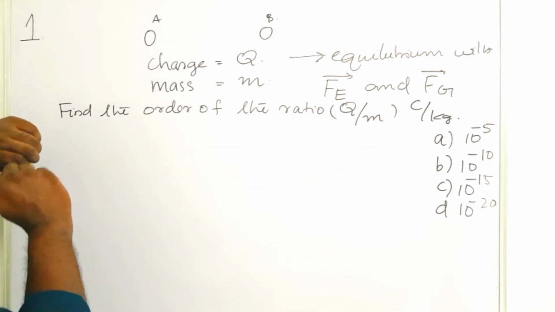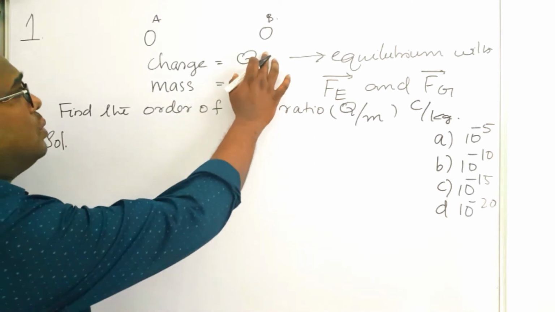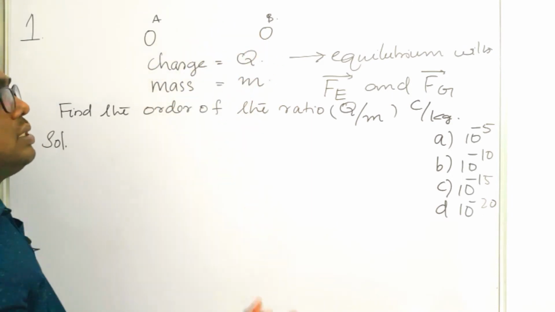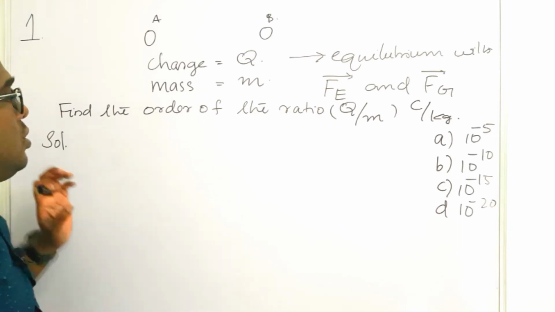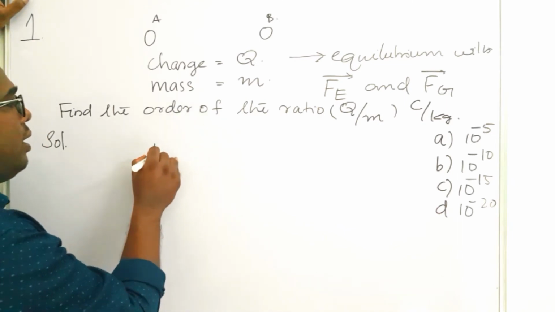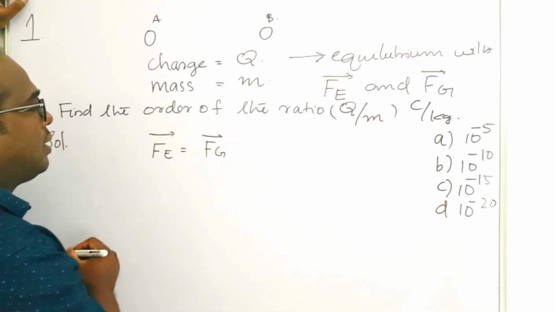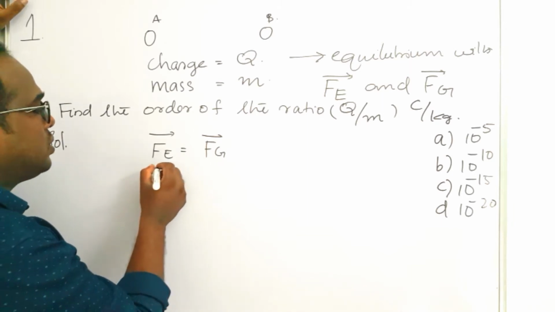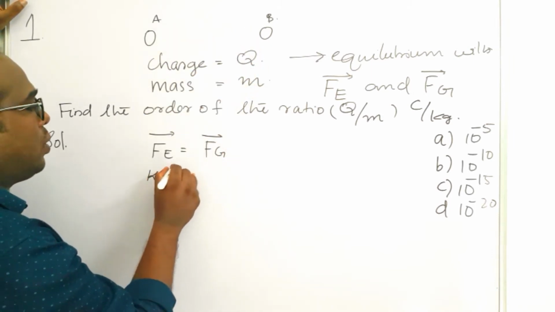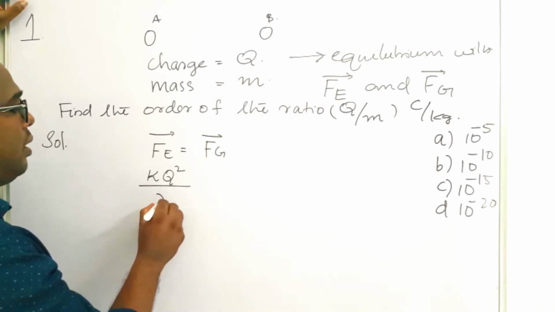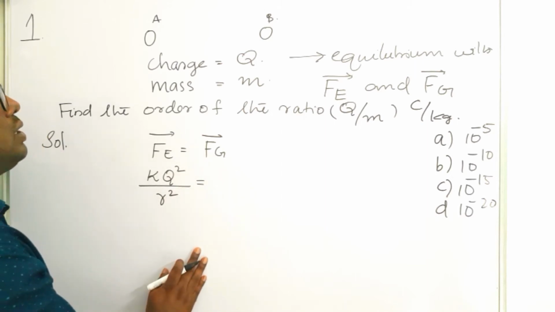Now I will solve this question. What is given in this question? The charge is Q, mass is M. For both it is the same, right? Now equilibrium with Fe and Fg. Equilibrium means both the forces should be equal and opposite. So Fe should be equal to Fg, correct? So what is the formula for Fe, the electrostatic force? K Q1 Q2. Here both the charges are Q, right? So Q square divided by R square, equal to Fg, the gravitational force.